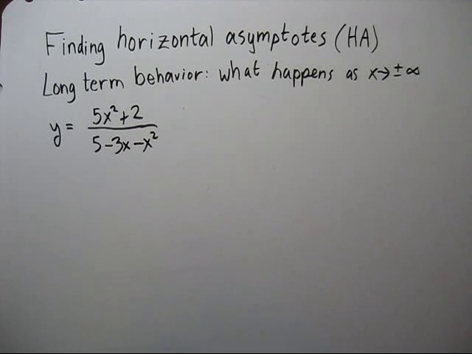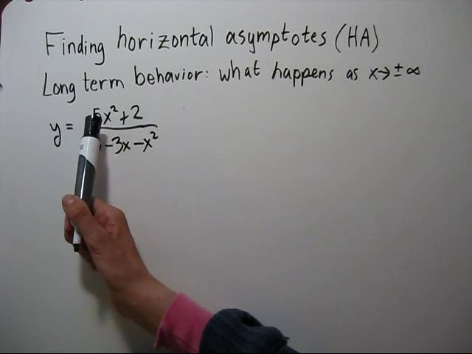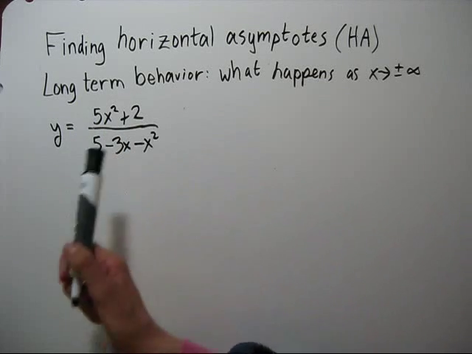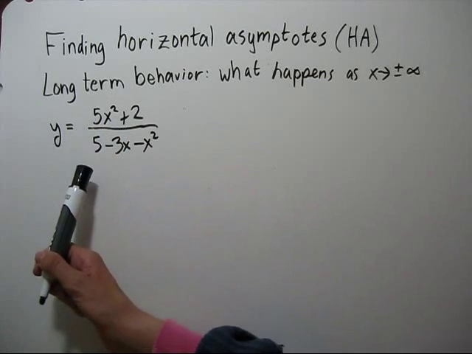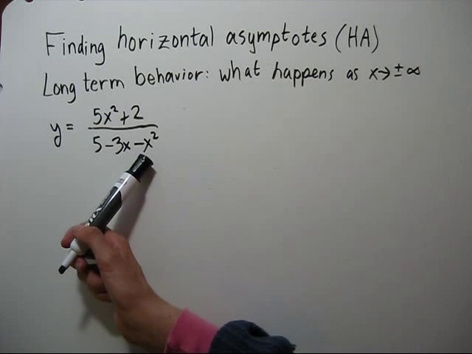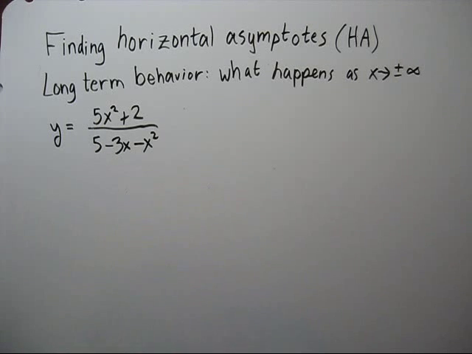Let's look at this example. Let's say we put in a big number. We're going to have a big number squared times 5, which is still big, plus 2. We're going to have a really big number in our numerator. In our denominator, we're going to have 5 minus a big number minus an even bigger number, so we'll have a really big negative number. So what happens if you divide a big number by a negative big number? Well, it's undetermined actually. We're going to have to use some algebra and not just guess on this one.